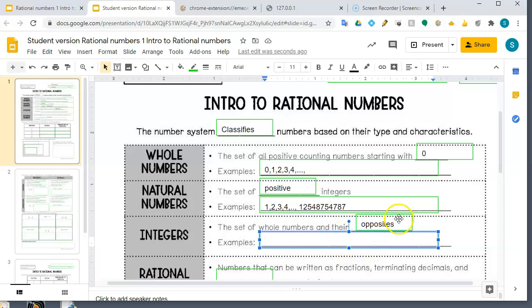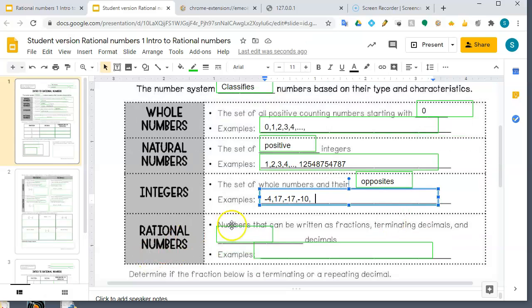Now, examples of those, well, any positive whole number, any number that we've already written, and then we can take its negative. So we have negative 4, comma, 17, comma, negative 17, comma, negative 10, comma, fill in 3 or 4 more numbers on your own there. Now we're going to talk about the rational numbers. And remember, you can pause anytime if you need a little bit extra time to fill in your answers.